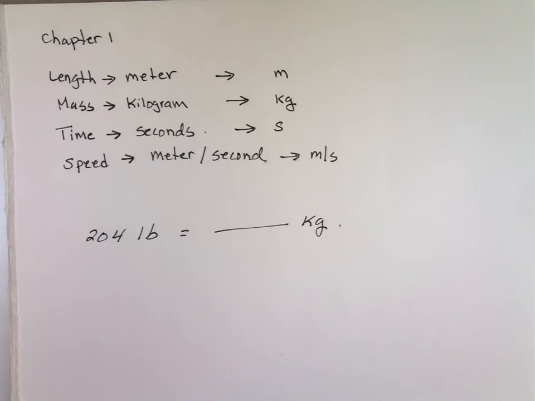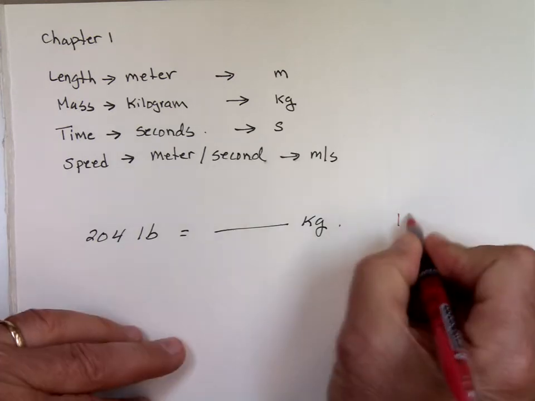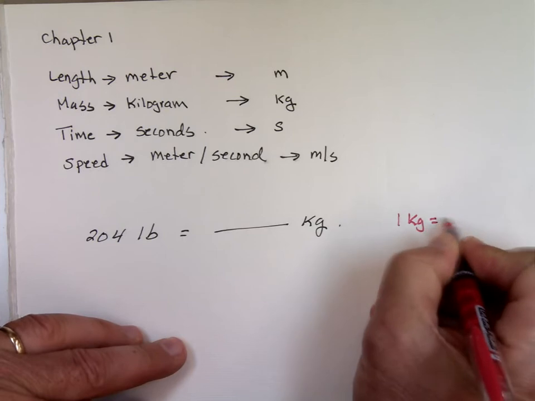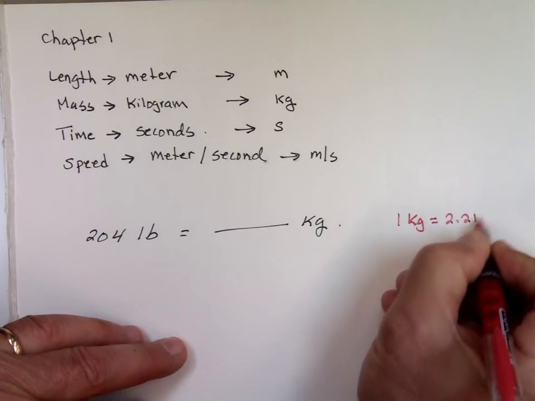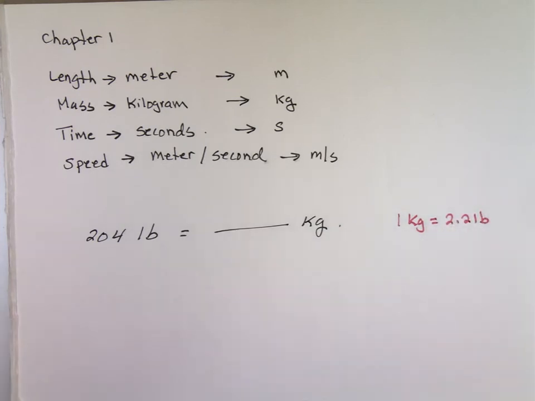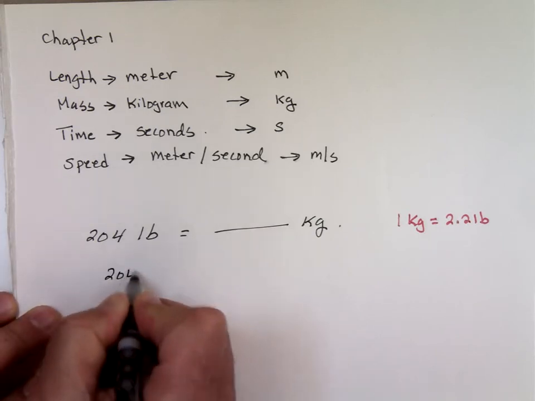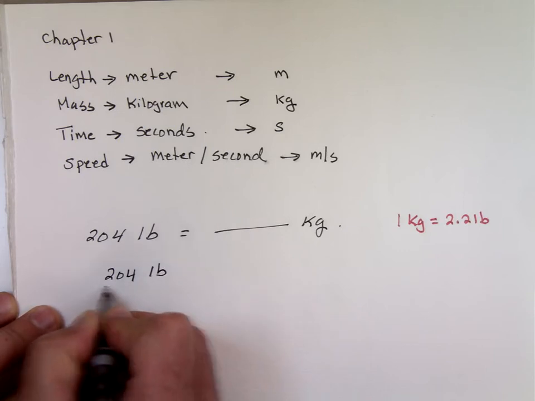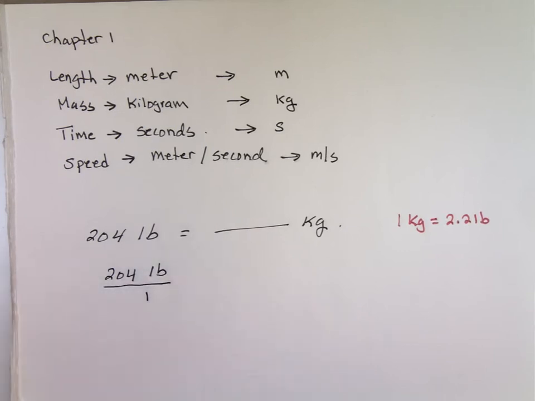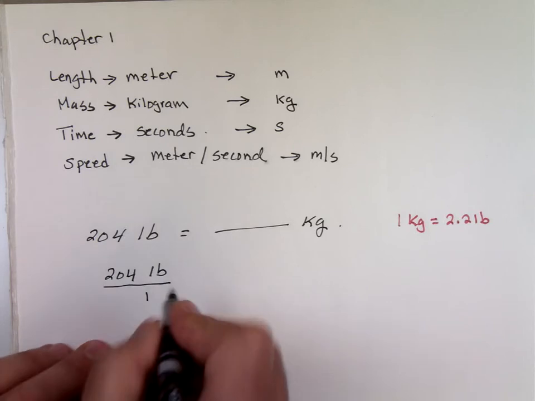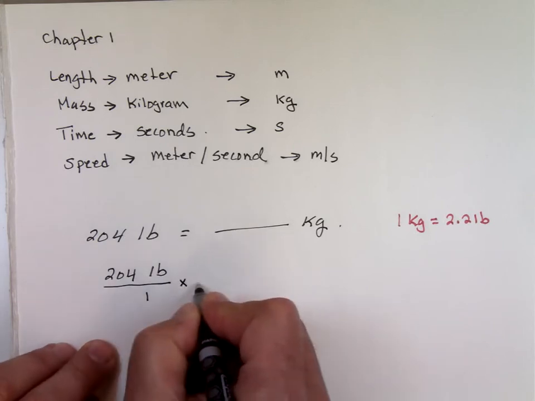1 pound, the conversion here, or 1 kilogram equals 2.2 pounds. So how would I convert the 204 pounds to kilograms? The method I'm going to show you actually will work for any conversion. If I make it a fraction, 204 pounds over 1. I'm going from pounds to kilogram. I'm always going to multiply, not divide. Always the multiplications.